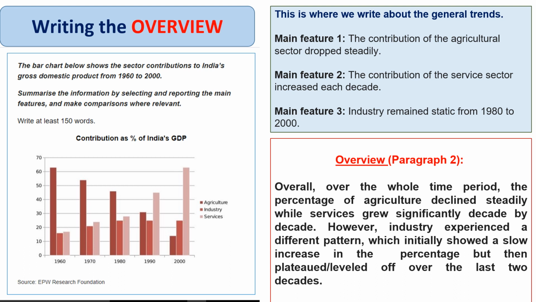While what happened to the services? It grew significantly from 15 to 62, which is a very huge difference. However, what happened to the industry? It experienced a different pattern. What is that? Initially, which means in the beginning, there is a slight increase, but then it leveled off. Okay, when some trend increased and then leveled off, you can mention that it increased initially or in the beginning or at first, and then it stayed the same throughout.